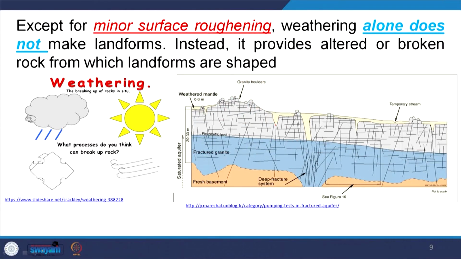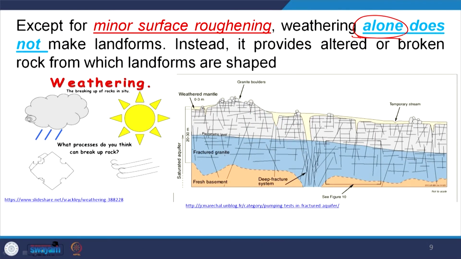Except for minor surface roughening, weathering alone does not make landforms, mind it. Weathering alone does not make landforms. So, what is associated with weathering? It provides only the broken rock. There is another agent associated with weathering, called erosion. Weathering and erosion work together to make the earth surface a peneplain.